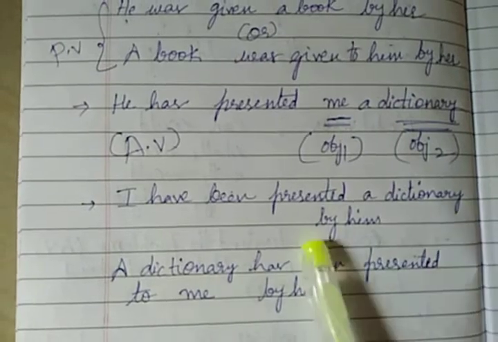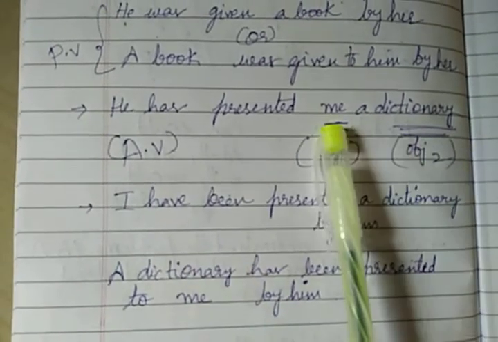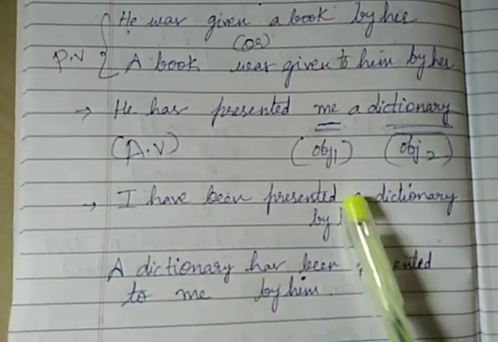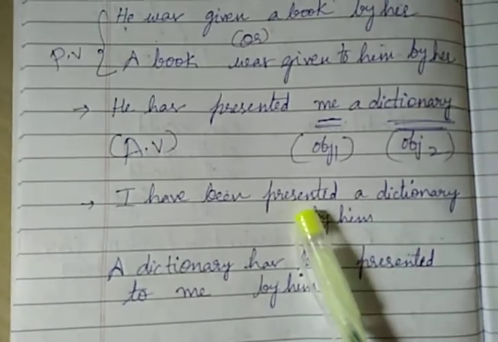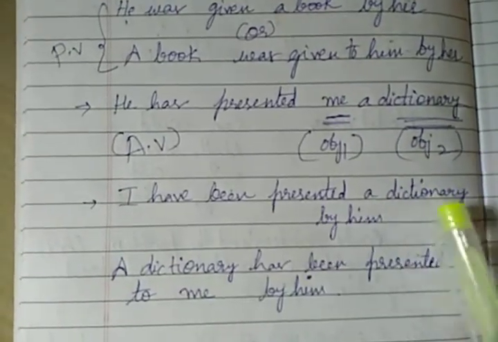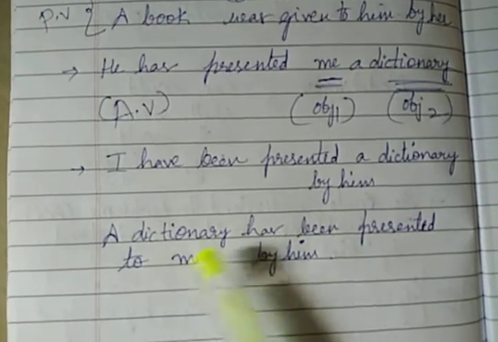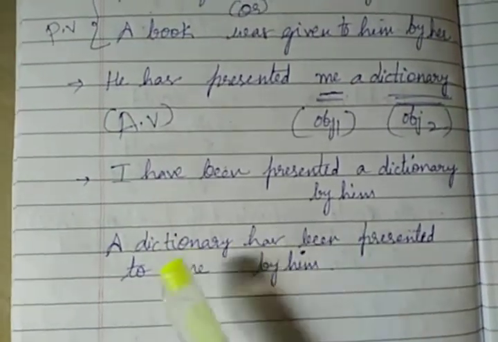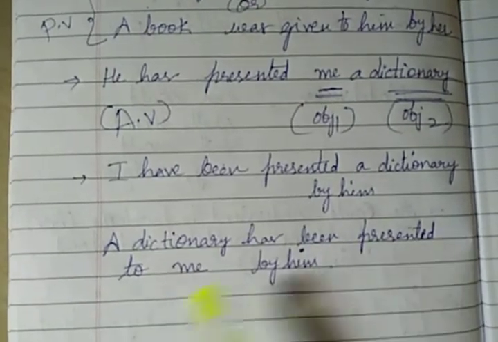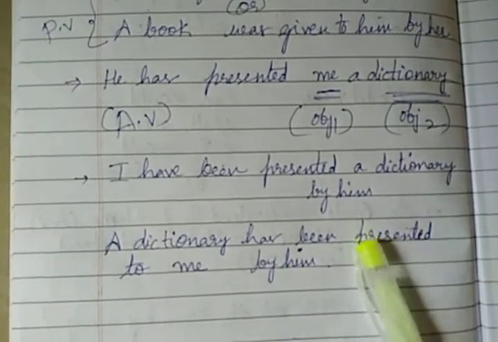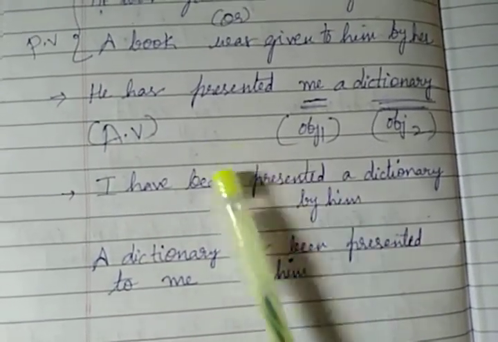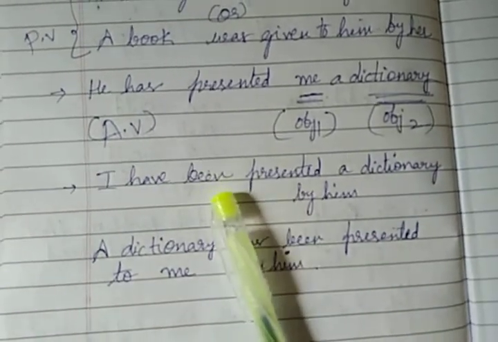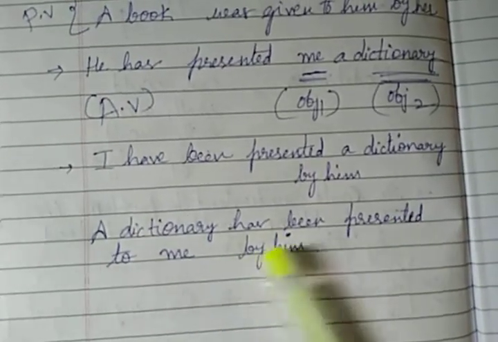I have been presented a dictionary by him. This is one. So here me. So it should start with I. I have been presented. I is a plural form. So I have been. It's a V3 form. I have been presented a dictionary by him. A dictionary, it's a singular word. So has. A dictionary has been presented to me by him. So compulsory be should be there in passive voice as it is in present perfect tense. So been, and we should add it with V3. Okay. At last, by plus subject.